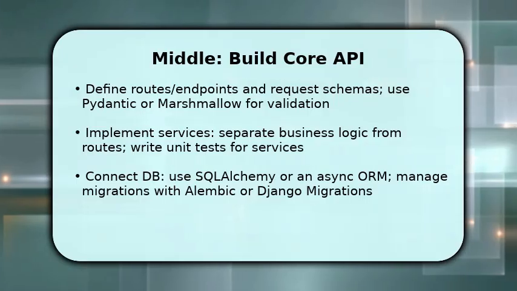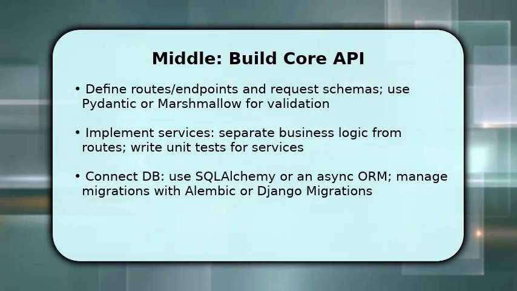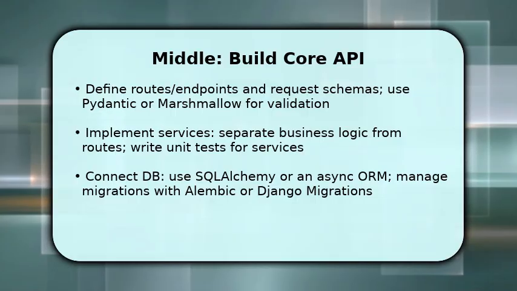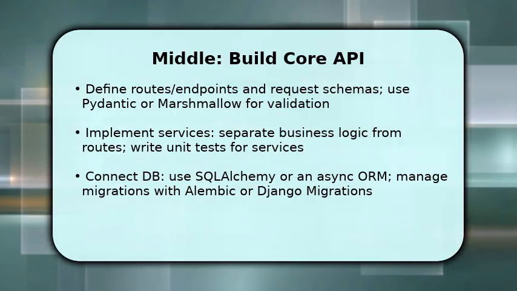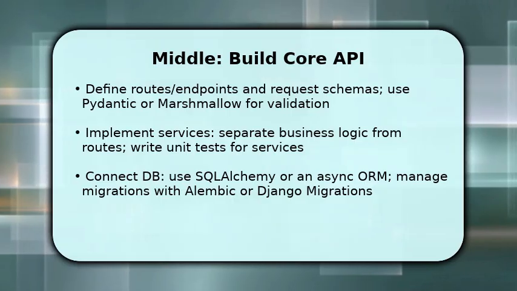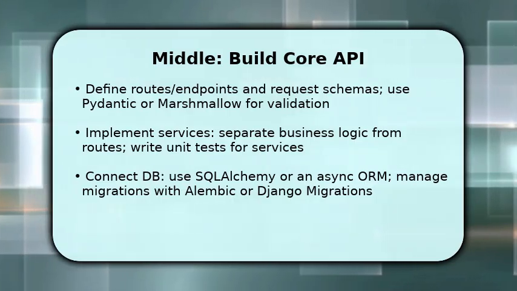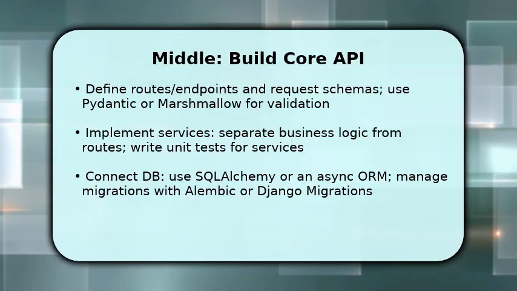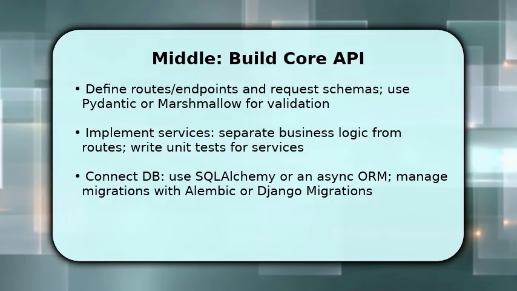You now implement the core. Design endpoints and data contracts so clients know what to send and expect. Use Pydantic or Marshmallow to validate inputs. This prevents bad data early. Next, separate service layer logic from route handlers so tests run quickly. Write unit tests for those services.